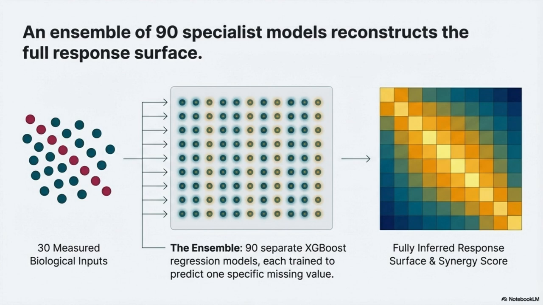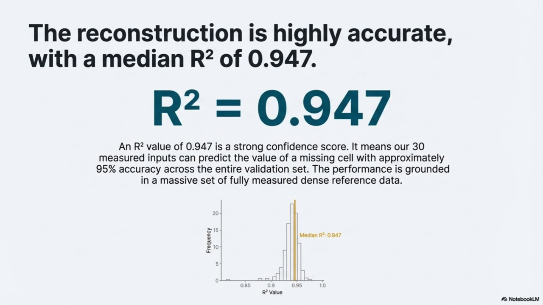That feels so much more stable. Like it's less prone to some kind of catastrophic failure than one big, complex model. It absolutely is. And the training is all supervised. It's all grounded. They took their massive, dense reference data set, all those fully measured matrices, and trained the ensemble using things like XGBoost. And the performance was good. The performance was remarkable. They reported a median R-squared value of 0.947 across all 90 of those models.